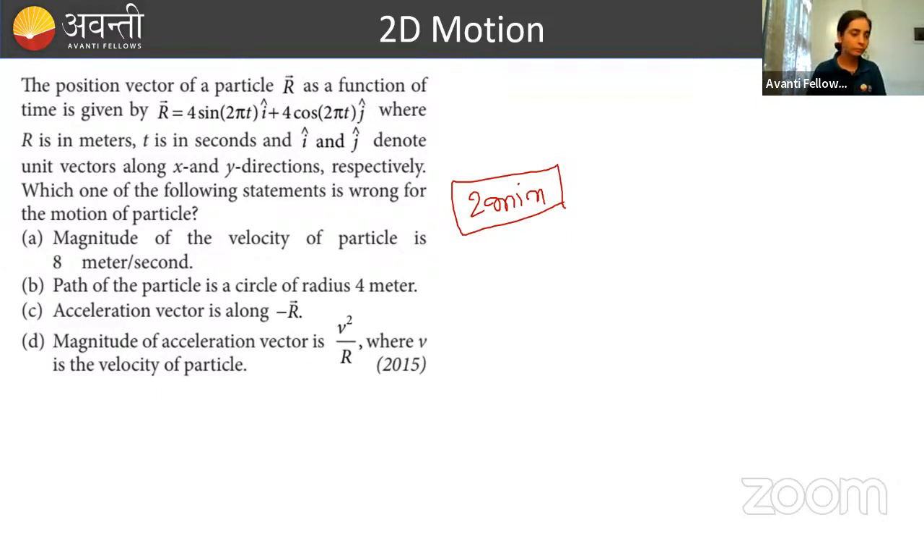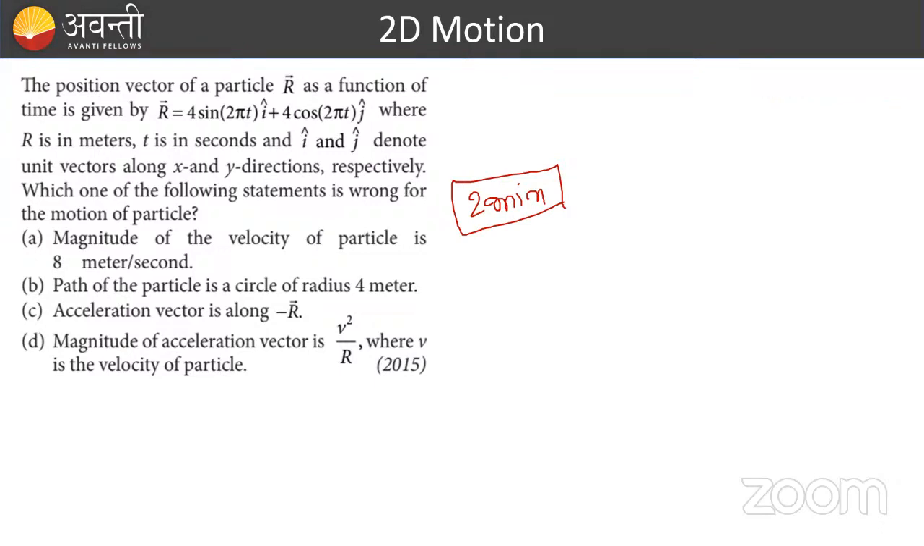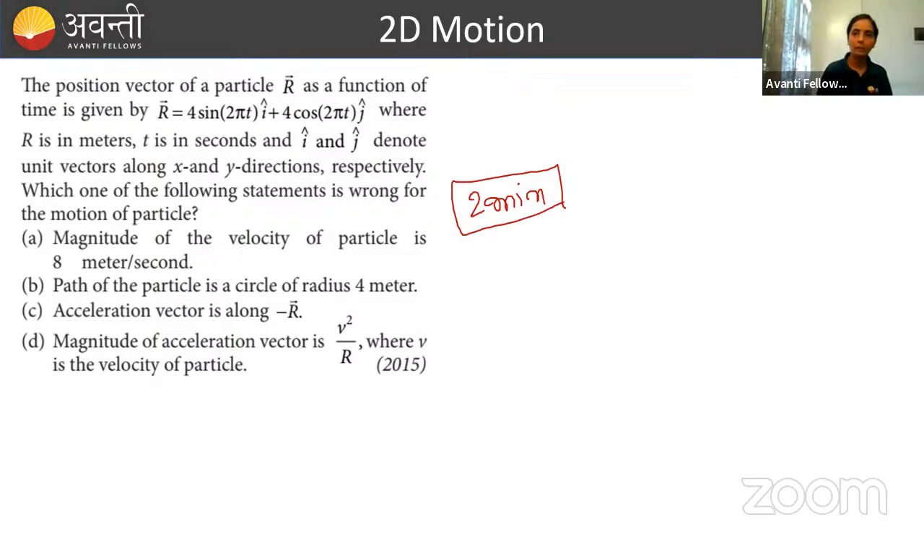Okay. So let me solve it. What the question is, the position vector of a particle r as a function of time is given. Okay. Position vector is given.